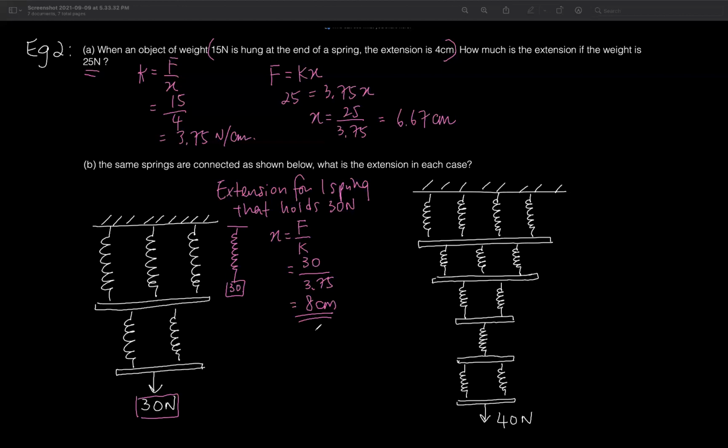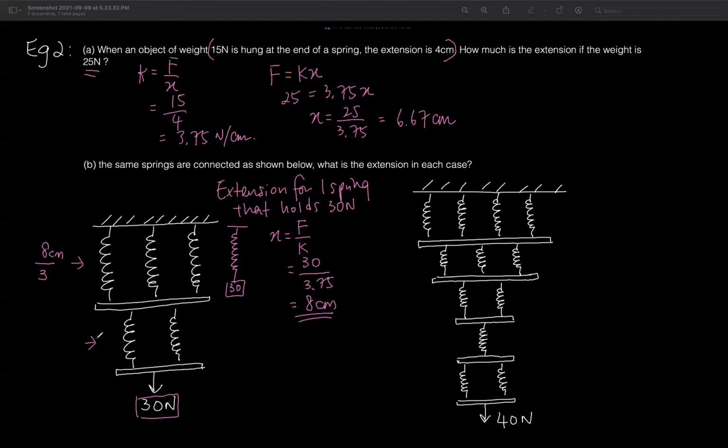Now, once you get the extension of one spring, that is very easy. You just apply the rule of thumb. In each level, here I would say level 1, level 2. There are 3 springs in the first level, meaning that the extension 8 cm will be shared by the 3 springs. Remember, parallel, extension, shared. So in this level, 8 cm divided by 3. That is the extension for the first level.